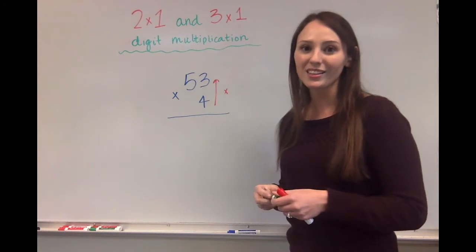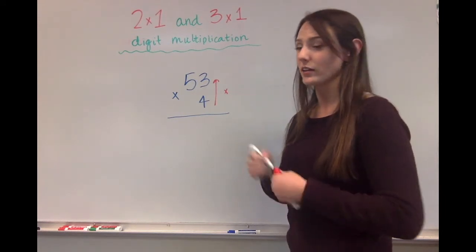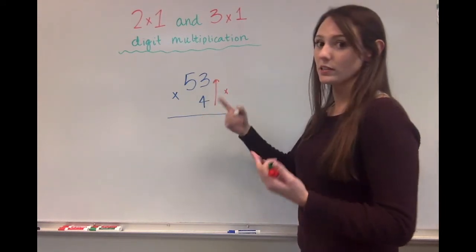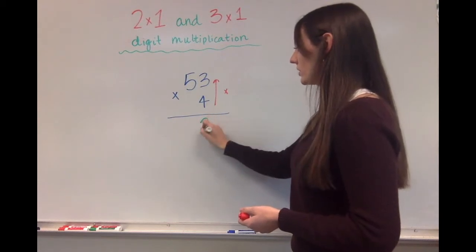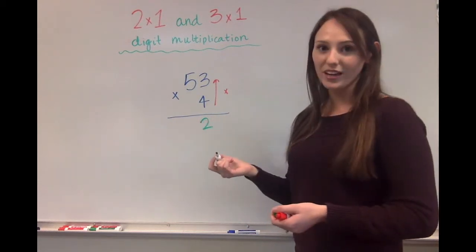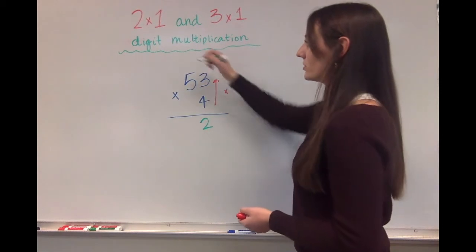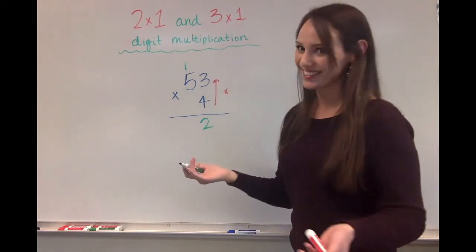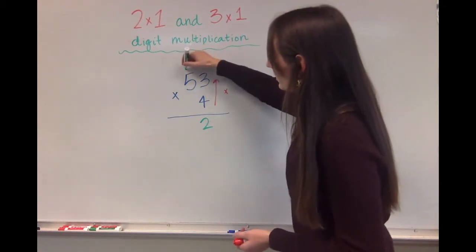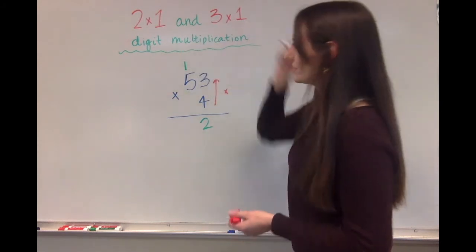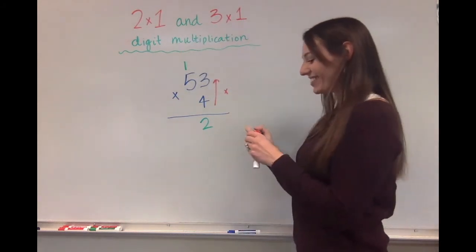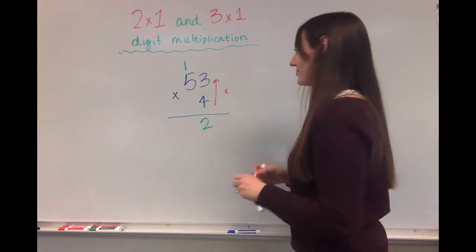I'm going to take the number that's in my ones place of that answer and put it in the ones place here. So my 2 is going here, and then the number that is in the tens place for that answer, that's going to go, you guessed it, in the tens place as well. So there is my 12. Okay, so now we're going to go over.